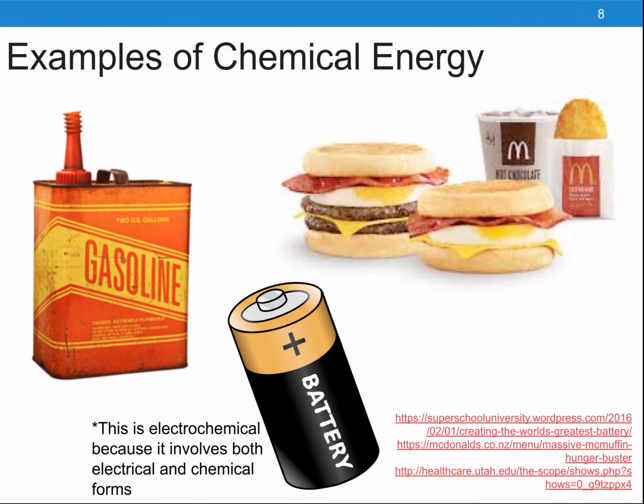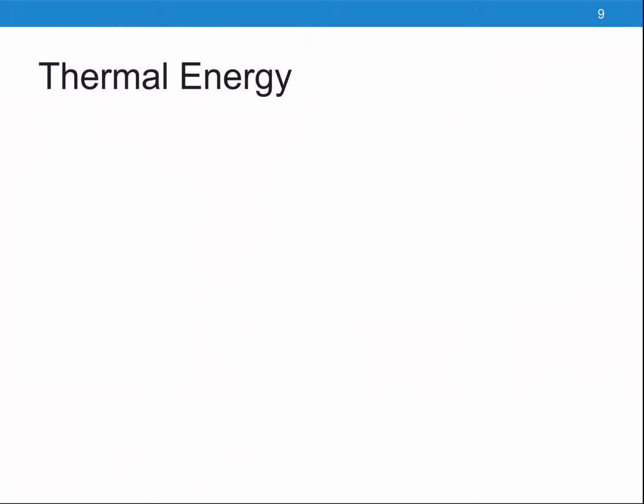Here are some more examples of chemical energy. We already talked about food, and that does look delicious. Gasoline is also a type of chemical energy. It's literally a chemical that is used to create energy to power other things. And a battery is a great example of chemical energy, but even a better example of electrochemical energy because it involves both electrical and chemical forms.